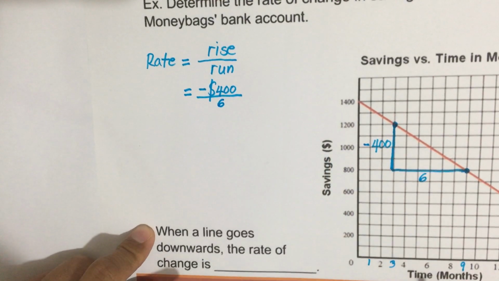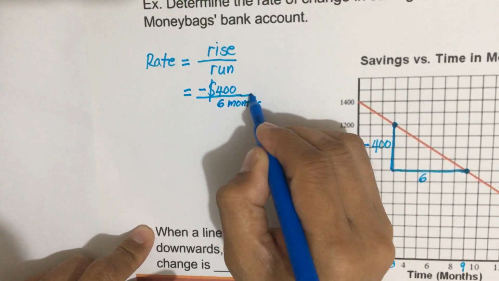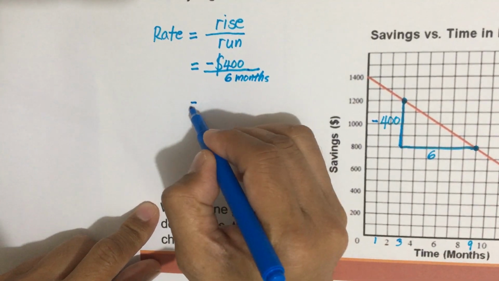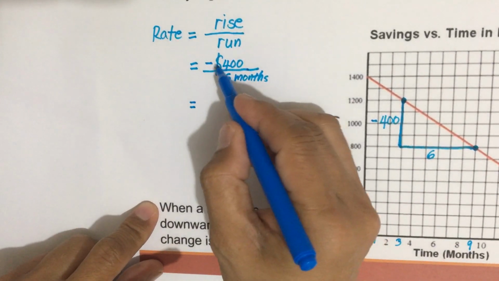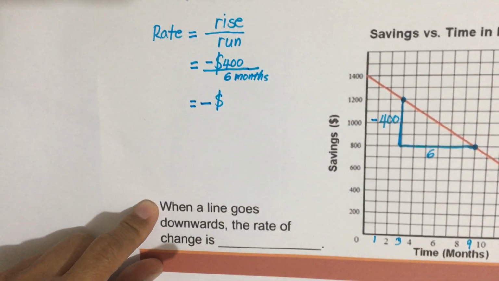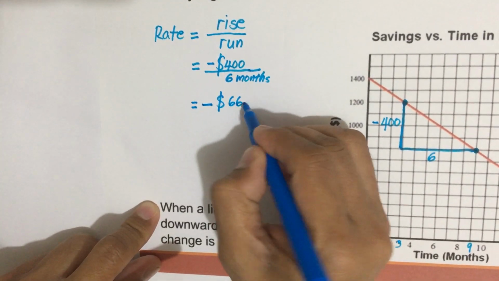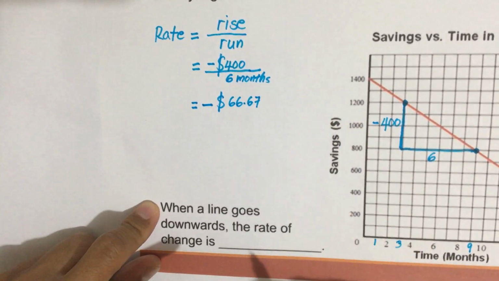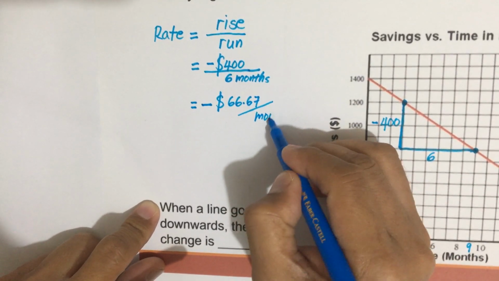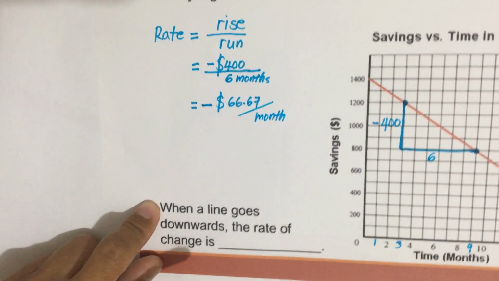So what is this 6? That is in terms of months. So 6 months. So therefore, our rate of change is equal to, so negative divided by positive, so the result is negative. So negative 400 divided by 6, that is 66.67 dollars per month. This is per month. Alright, so that is the rate of change.